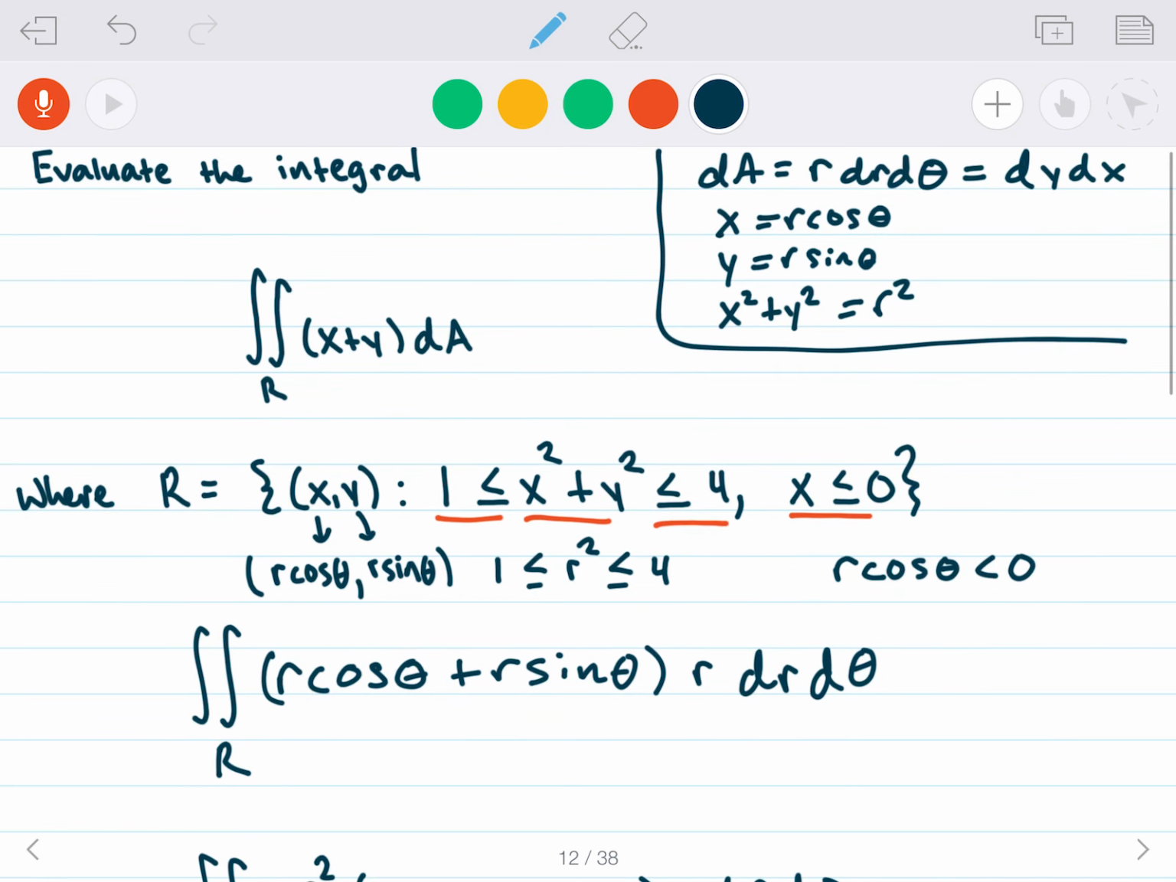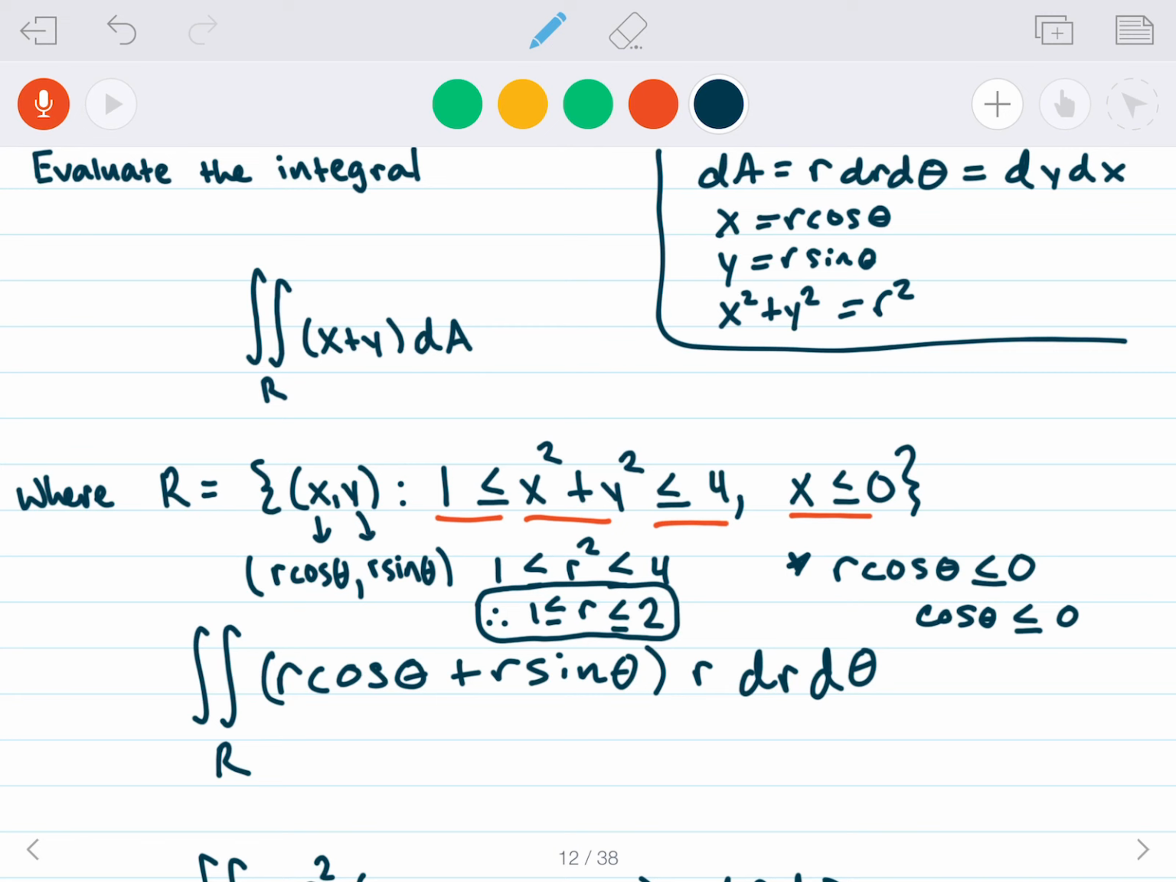Up here, if I square root everything, I get r is bigger than or equal to 1, less than or equal to 2. So that's one little nugget of information, where my radius can vary. And then this little piece right here, I'm trying to figure out what theta is. How about I divide both sides by r to give me cosine theta is less than or equal to 0.